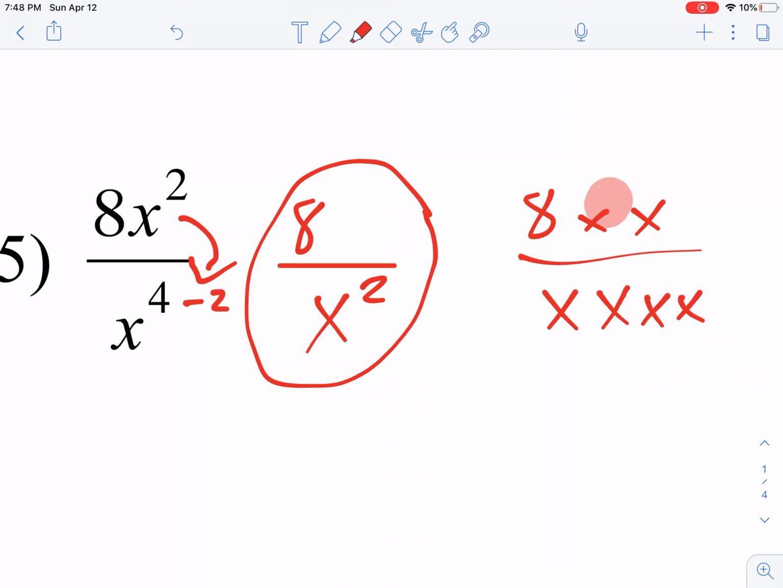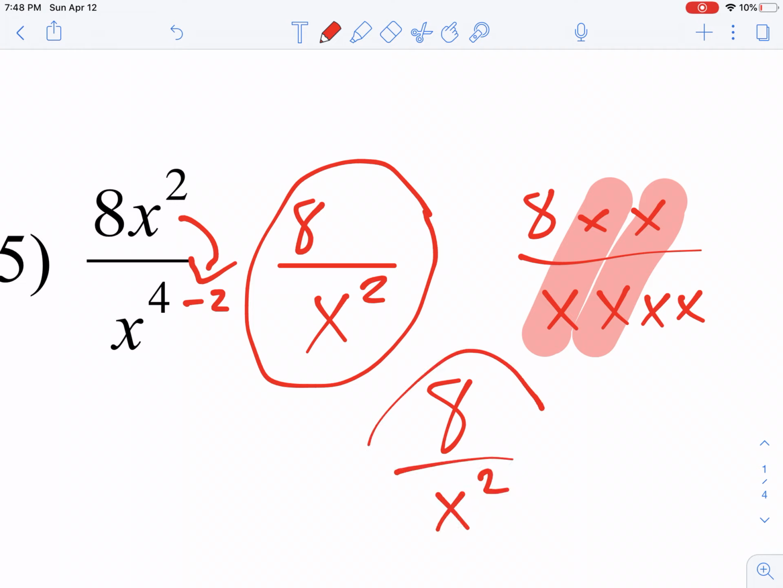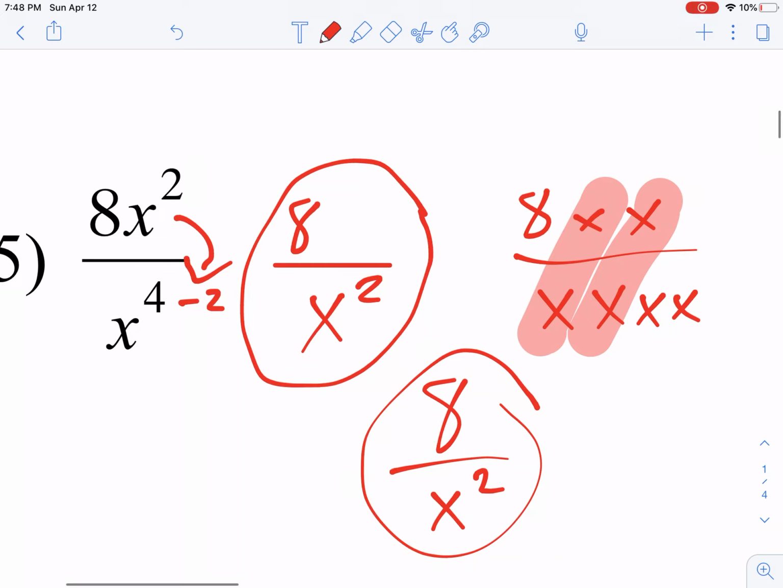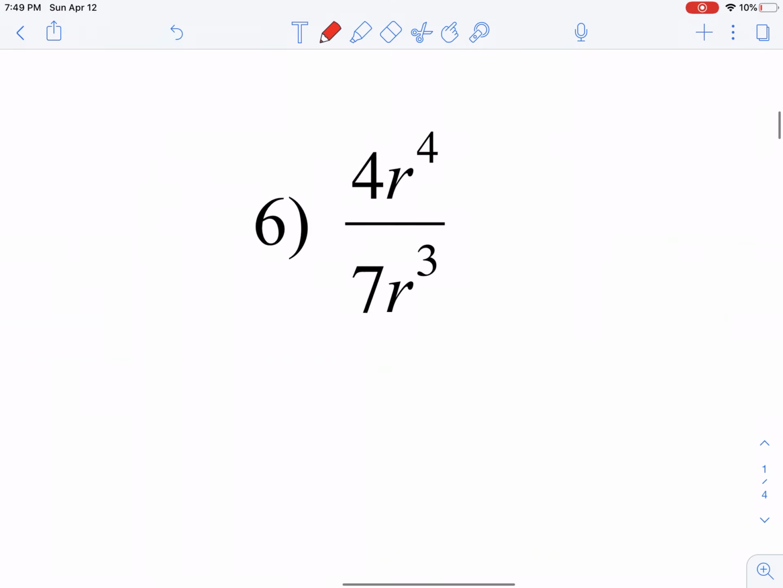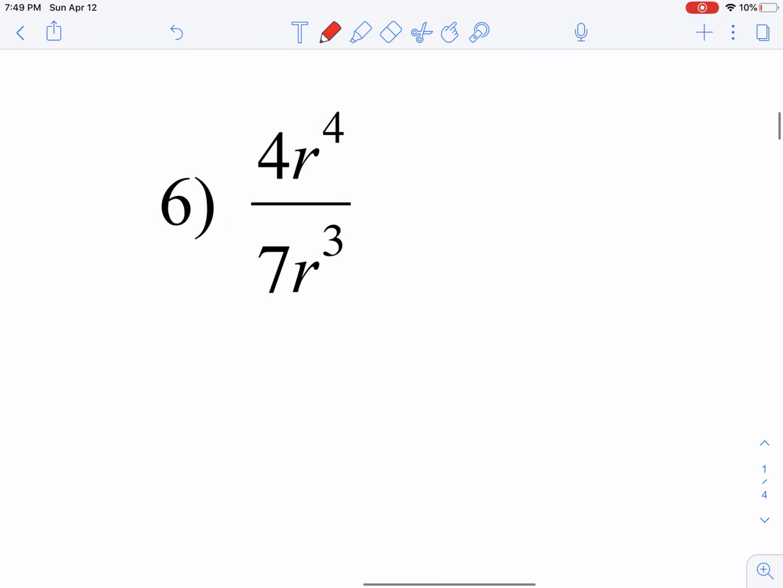What happens is these cancel each other out. You're left with 8 over x squared. Again, same answer, but a shortcut is to use subtraction for the quotient rule. Now, looking at 4 over 7, it doesn't reduce, so we're simply going to leave it as 4 over 7.